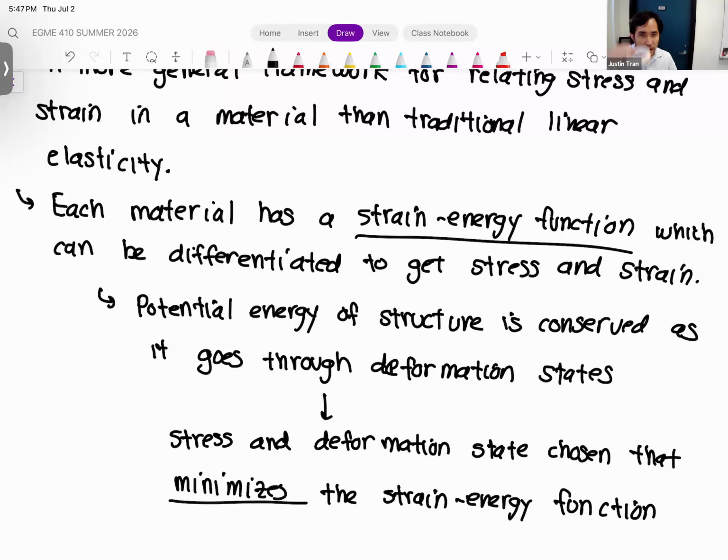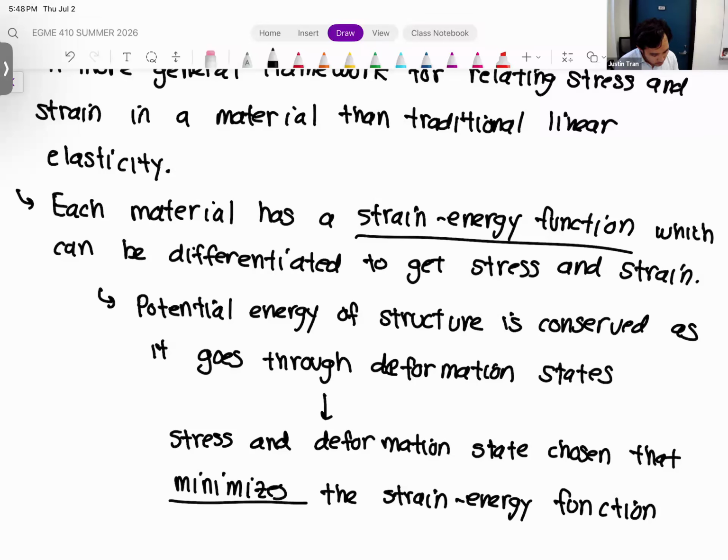If I were to release this roll of tape, it's going to choose a position that minimizes its gravity potential energy. That's a very fancy way of saying that the roll of tape is just going to fall, because the state in which this roll of tape has the minimum gravity potential energy is on the ground, where it has no height. So that's a very simplistic way of saying that when a structure that's governed by hyperelasticity, with the strain energy function, is subjected to external forces, it's going to choose a state of stress, a state of deformation, that minimizes the strain energy function. If that kind of helps you visualize what is going on.